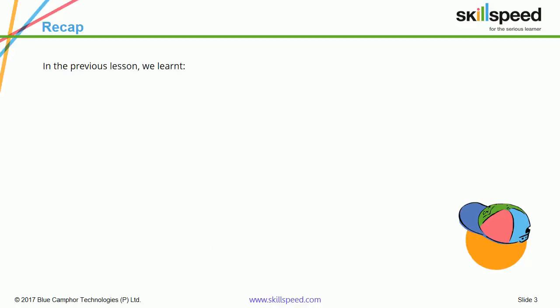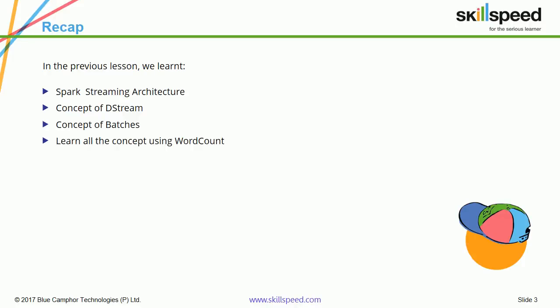Now before we proceed, let's have a quick recap of the last lesson. In the last lesson, we learned about the Spark streaming architecture and what exactly is meant by a DStream. And we also had a look at the concept of batches and demonstrated all these using a simple word count program.